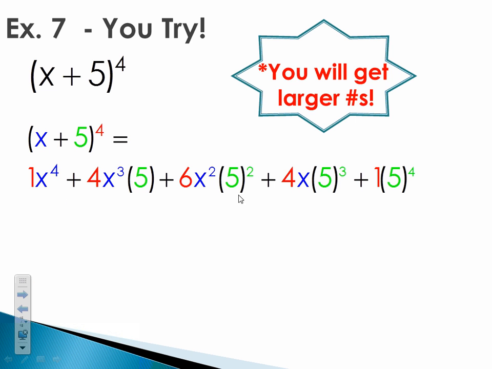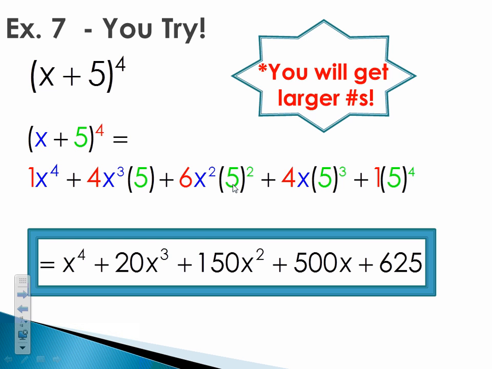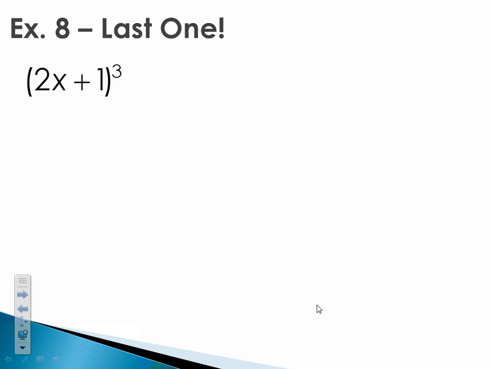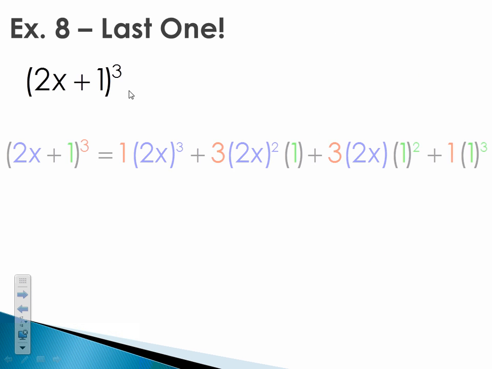So simplifying my exponents first, I ended up with a 25 here, and 25 times 6 makes 150. 5 to the third is 125. 125 times 4 is 500. And then 5 to the fourth power is 625. Don't be scared. Don't be afraid of those big numbers, because when we're working with exponents, it's going to get large in a hurry.